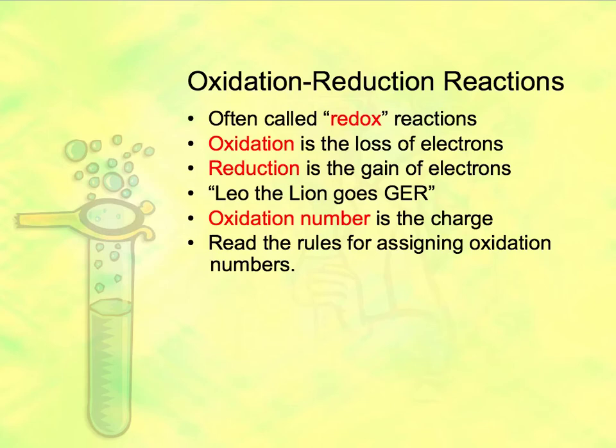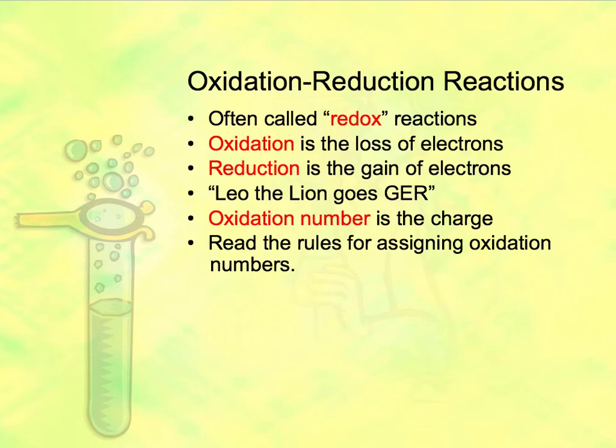And the mnemonic device, I really did not make this one up. It's actually in your textbook. But the mnemonic device is Leo the lion goes grr. So Leo, loss of electrons, is oxidation. The lion goes grr, gain of electrons is the reduction.